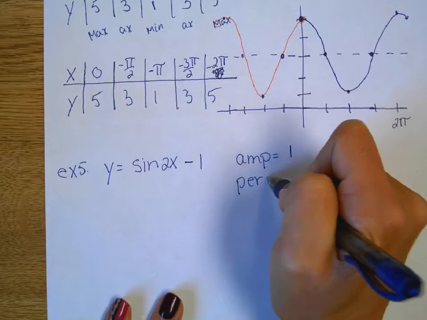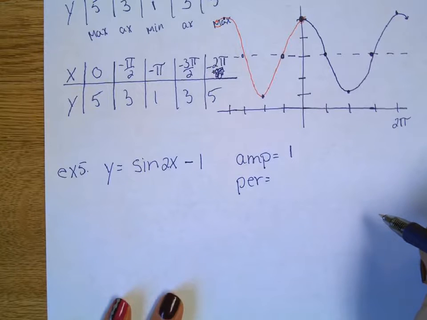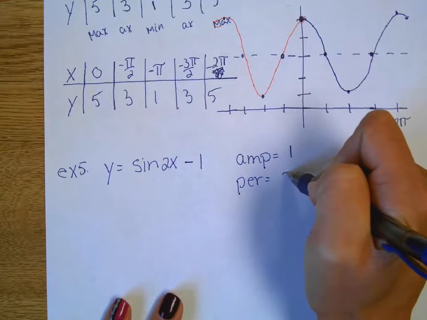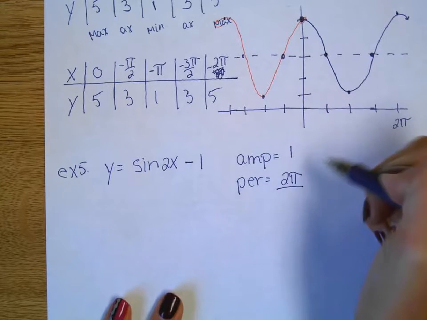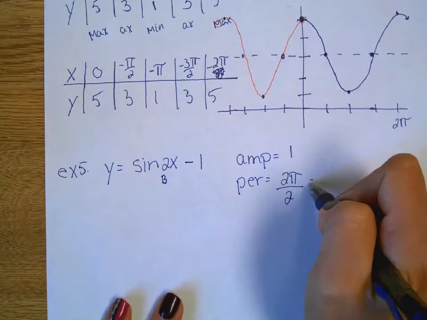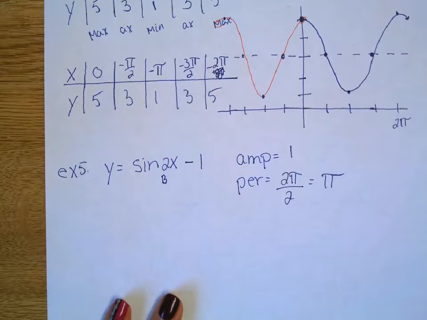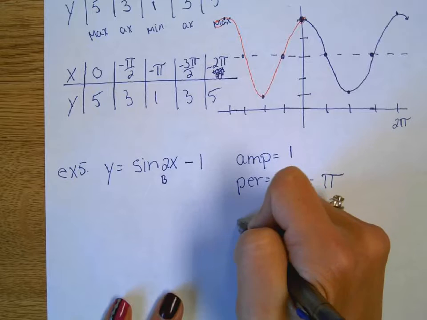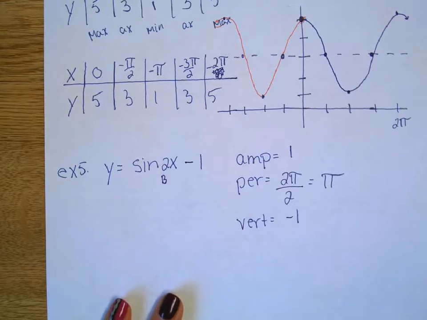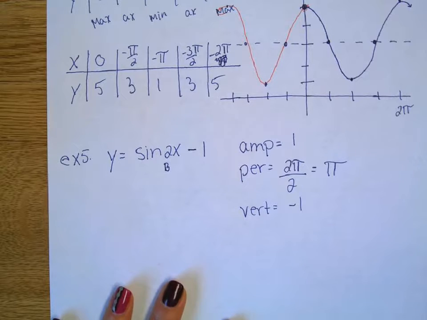Period. 2. That's the b. What's the period? Pi. How do you get pi? 2 pi divided by 2. 2 pi divided by the b number. Here's my b, which will simplify down to pi. So it's shortened it up. Vertical shift, -1. You could say down 1 or you can say -1. I'll take either one. So the vertical shift is the -1 at the end.